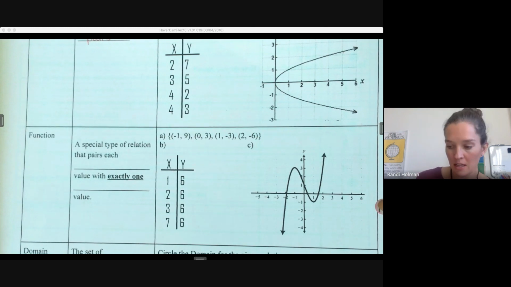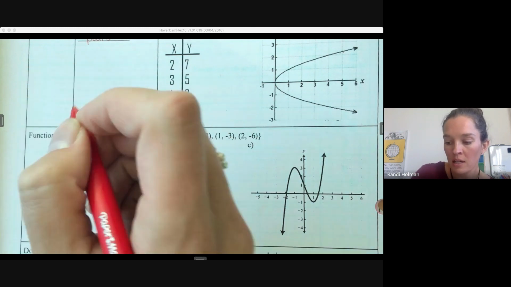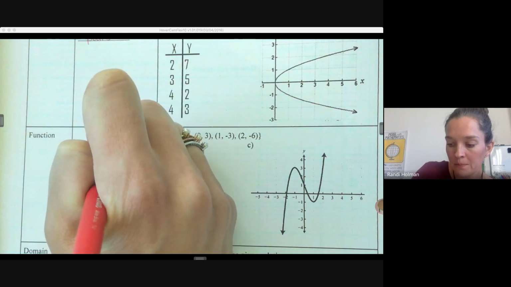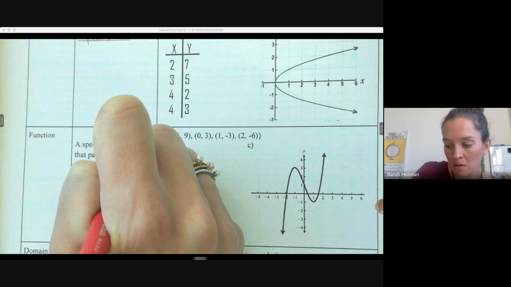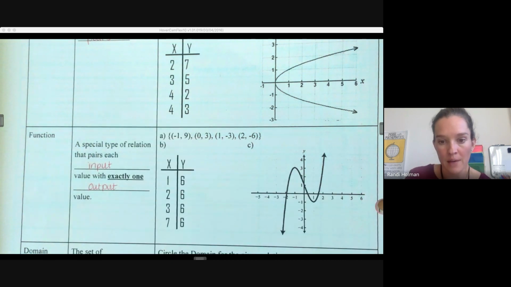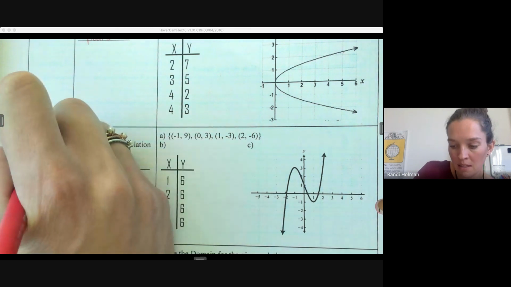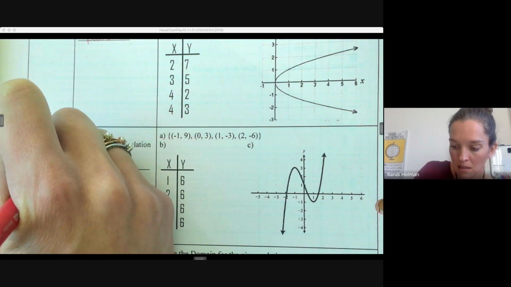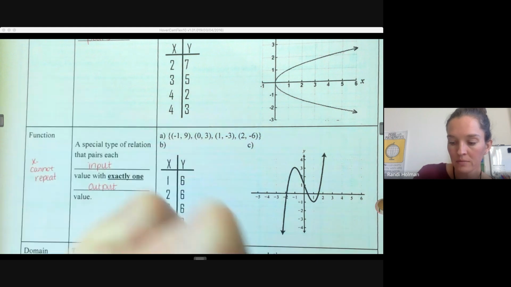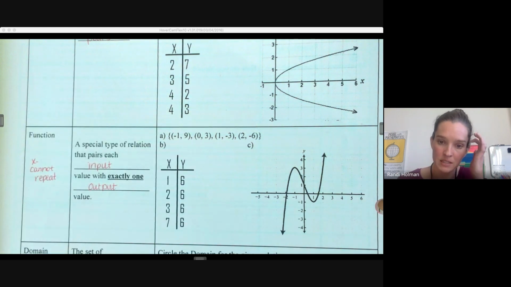So what a function is, is a relation that pairs each input value with exactly one output value. So really we can think about this, that if I put something into the function, I know what I'm getting out. It's not that it could be something else. So another way to think of this is that x cannot repeat. It's okay if y repeats. You can get out the same thing lots of times.